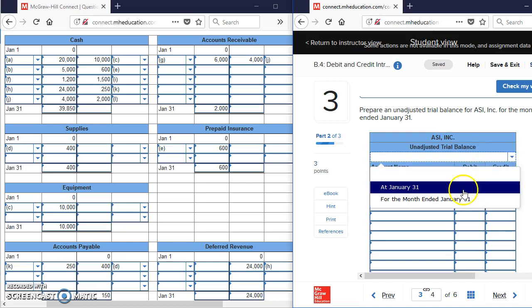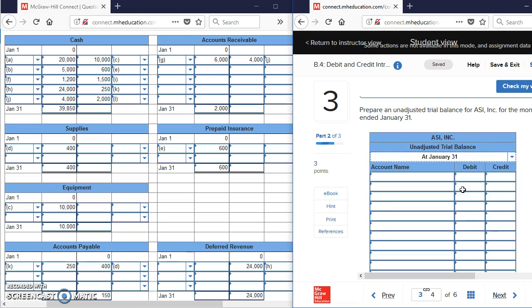The trial balance will always be an "at," because basically what we're saying is what is in each account on that last day of the month, the period, or the quarter. And then all we do is go line by line, T account by T account, in the order of the T accounts that are given to you. So we'll start with cash.